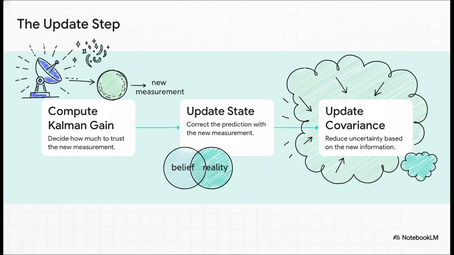And now for step 2, the update. This is where the real magic happens. Our robot takes a look at the world through its sensors, gets a new measurement, and we use that piece of data to correct our prediction. This is where we fuse our internal belief with external reality. And because we've gained new information, our uncertainty is going to shrink.